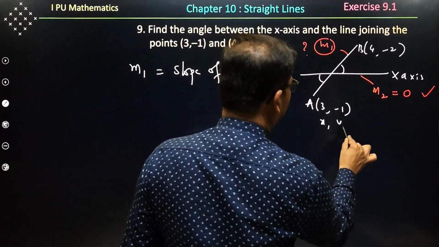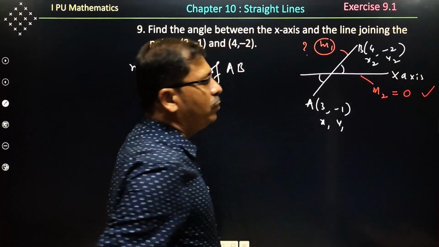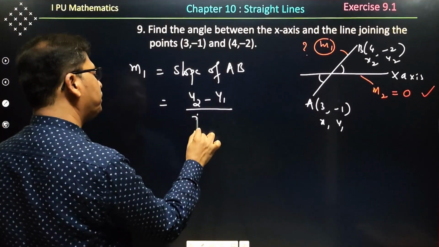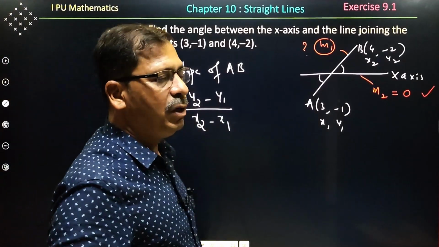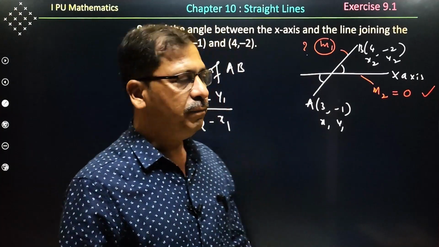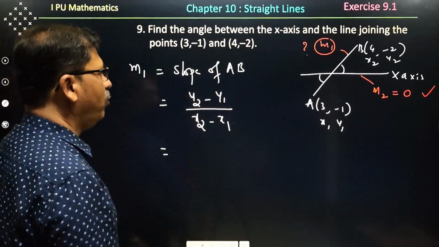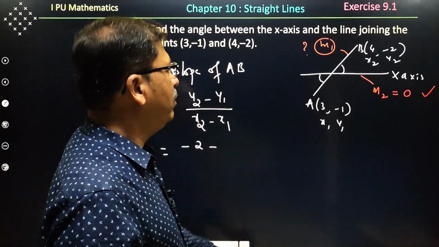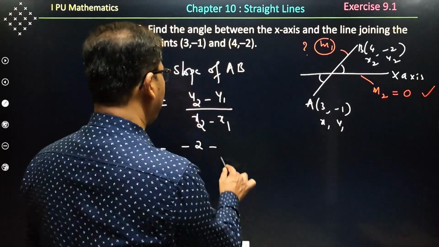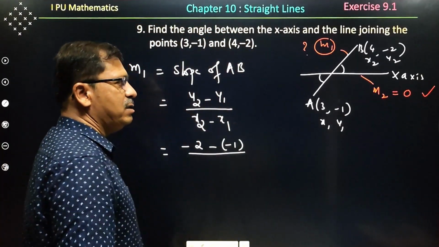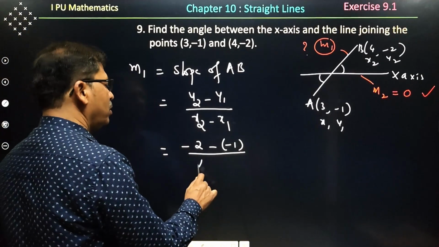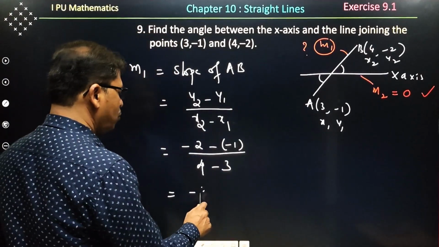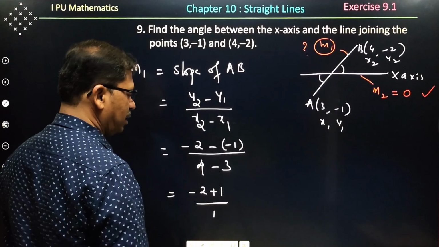This is x1 y1, this is x2 y2. Now y2 minus y1 divided by x2 minus x1. This is the standard formula for slope of line joining the 2 points here. Okay, now y2 minus y1, the value of y2 is minus 2. Minus y1, the value of y1 is minus 1 here. Minus into bracket minus 1 divided by x2 minus x1. x2 is nothing but 4 minus of x1, which is nothing but 3 here. So what you are getting, minus 2 plus 1 divided by 4 minus 3, which is nothing but 1 here.